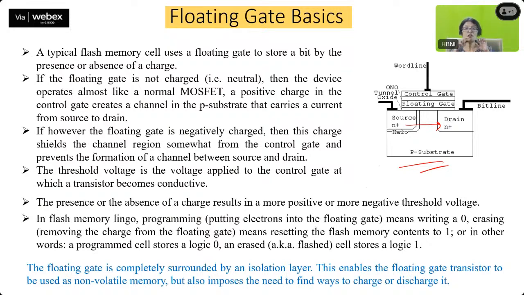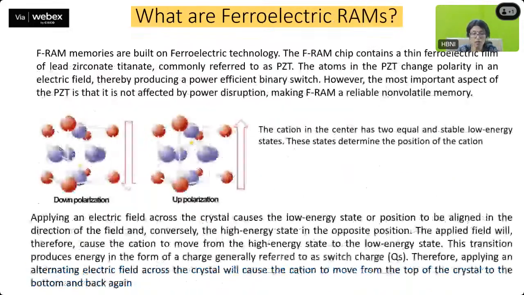You have to remember that the floating gate is completely surrounded by an isolation layer. This enables the floating gate transistor to be used as a non-volatile memory, but it also imposes the need to find ways so that you can charge or discharge it. So this is the floating gate basic and the flash cells which we were talking about.